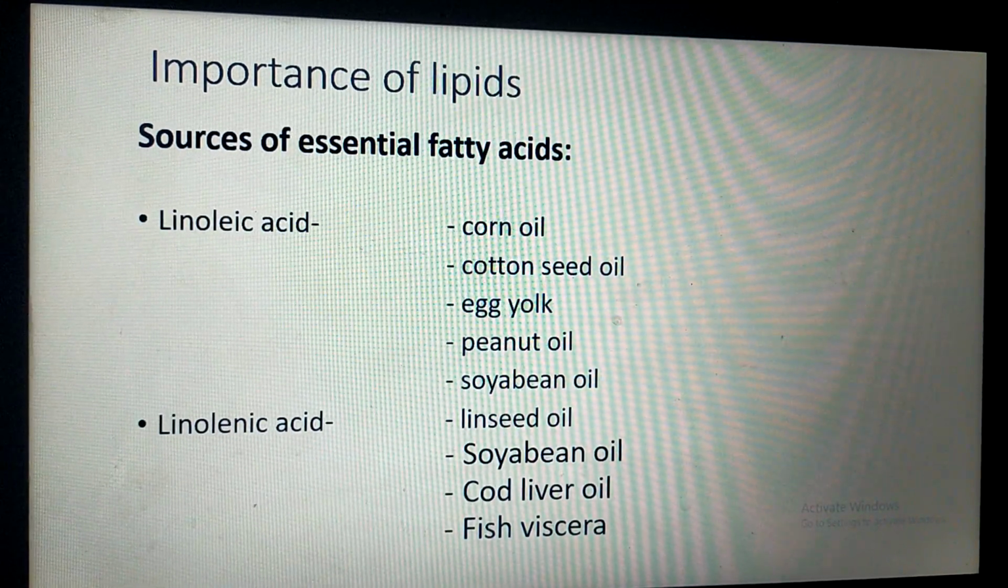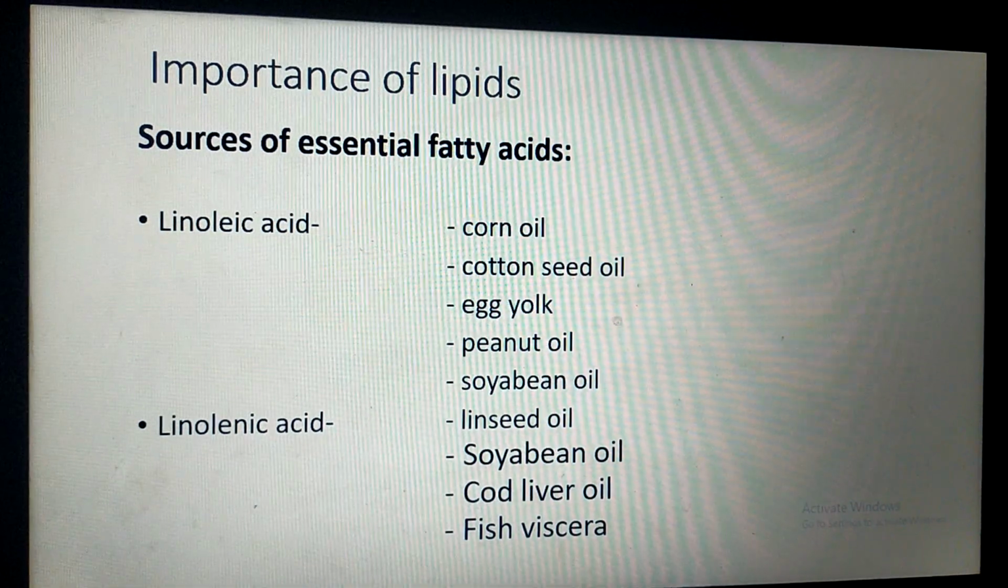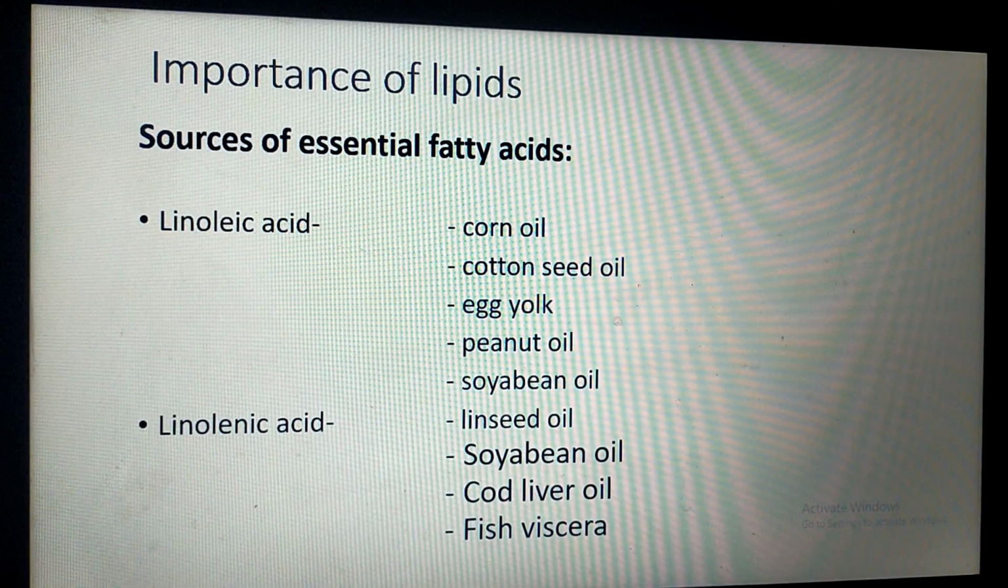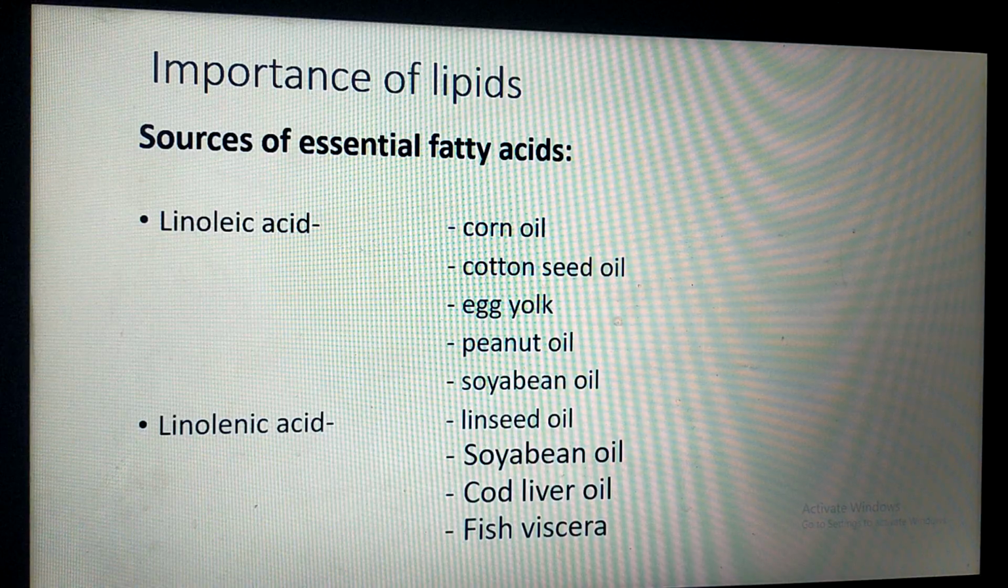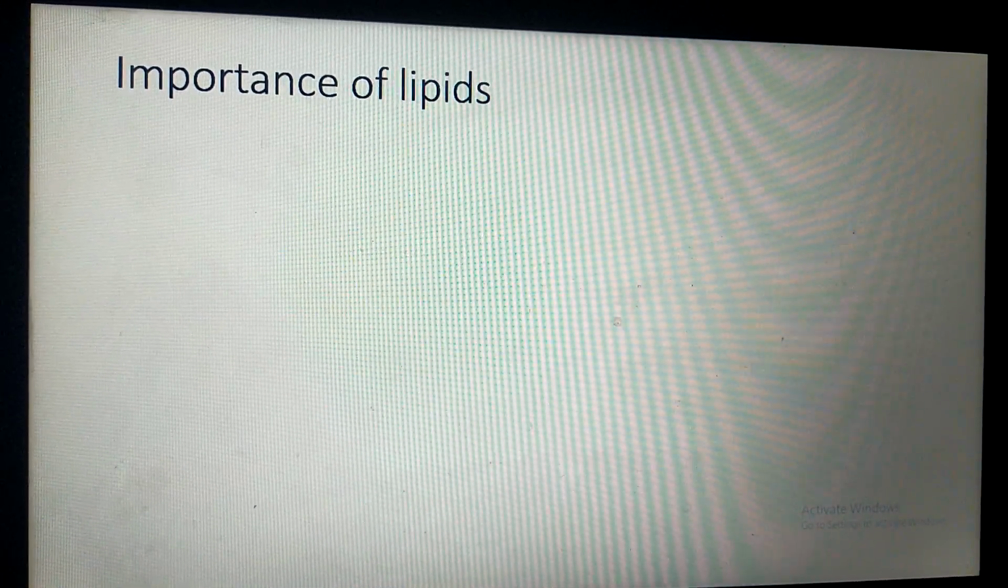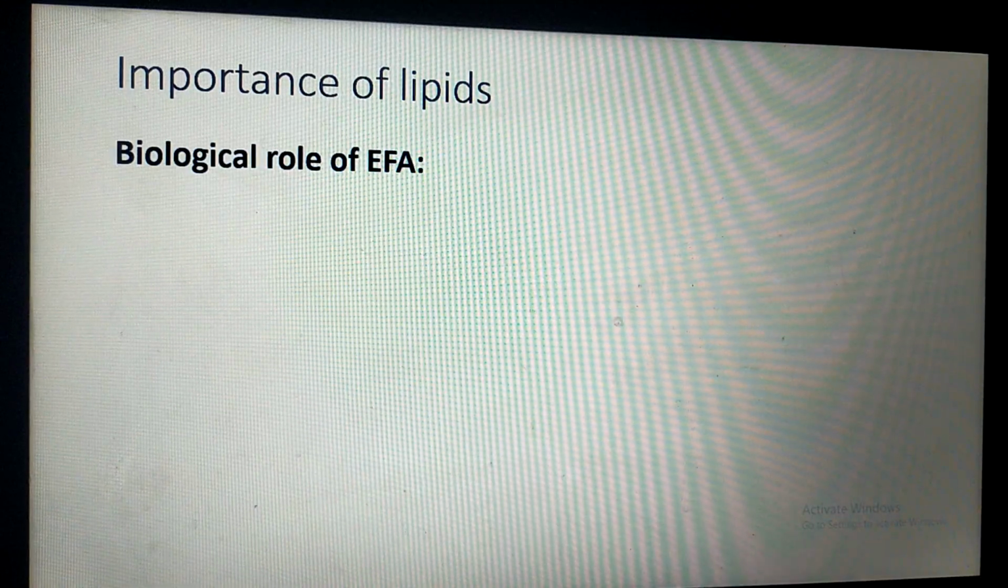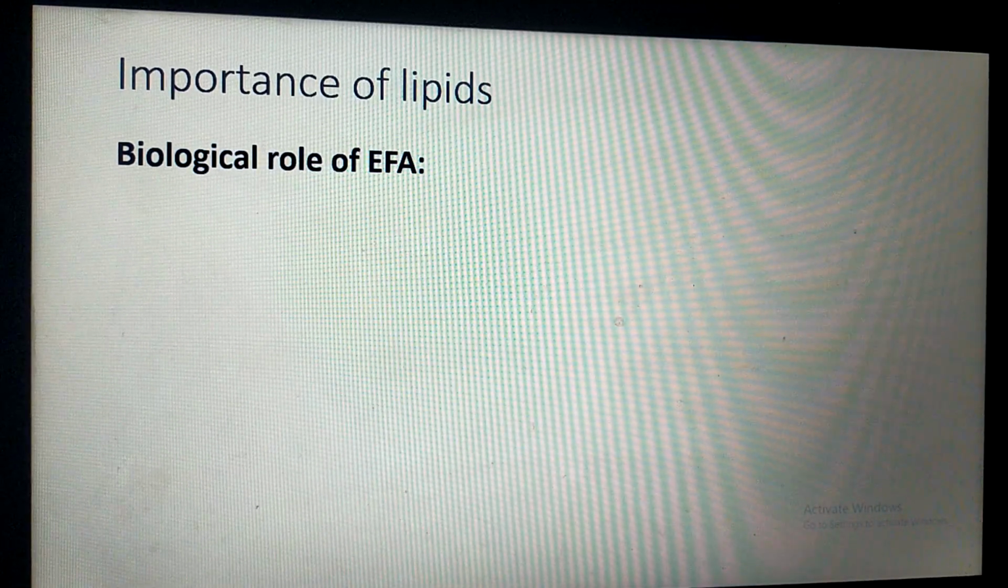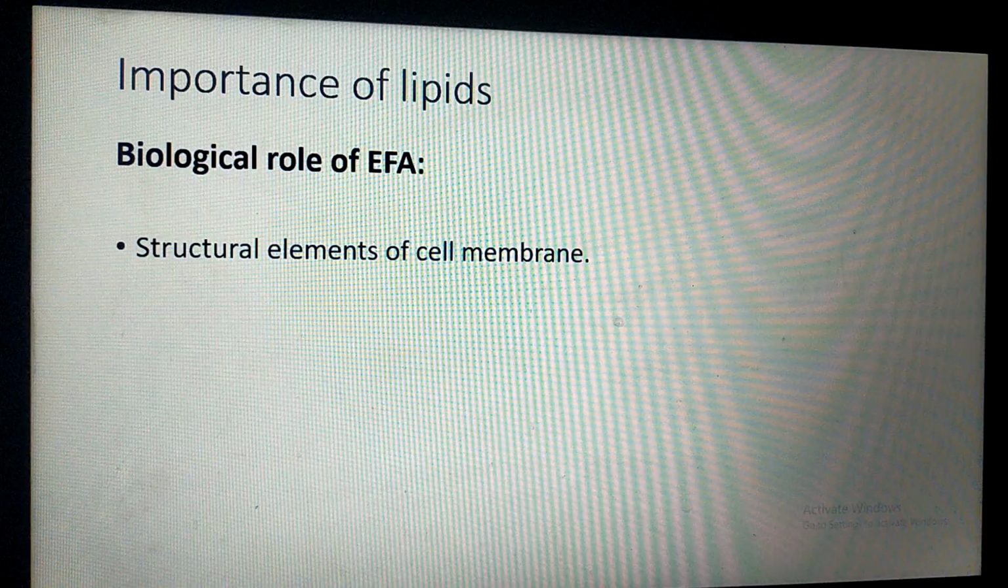Now, sources of essential fatty acid. Linoleic acid is found in corn oil, cottonseed oil, egg yolk, peanut oil and soybean oil. Linolenic acid is present in linseed oil, soybean oil, cod liver oil, fish viscera, etc. Now, importance of essential fatty acids. They form structural elements of the cell membrane.